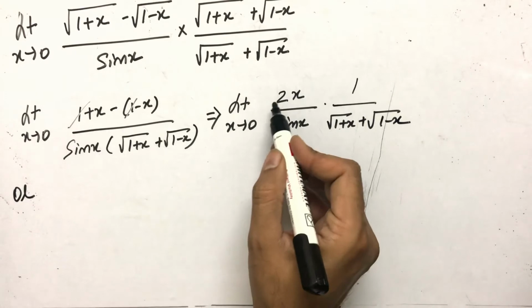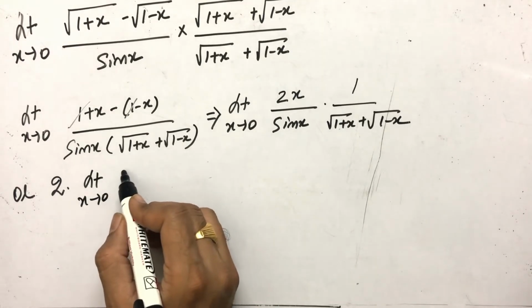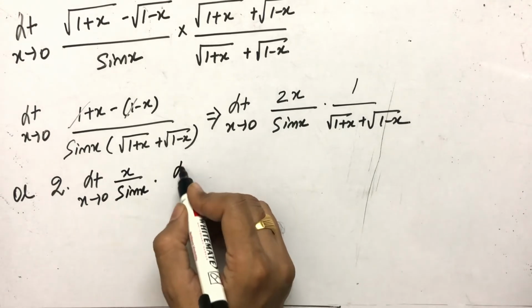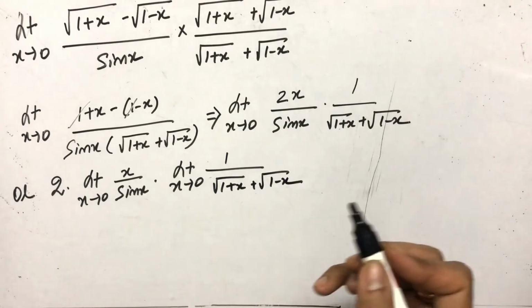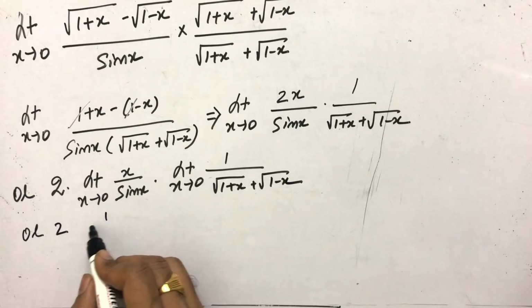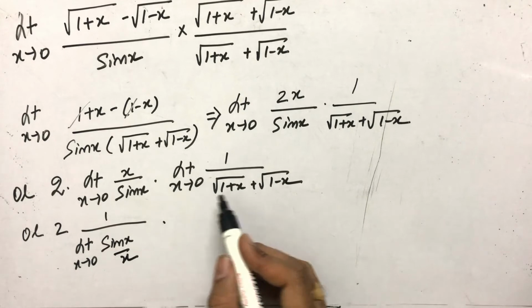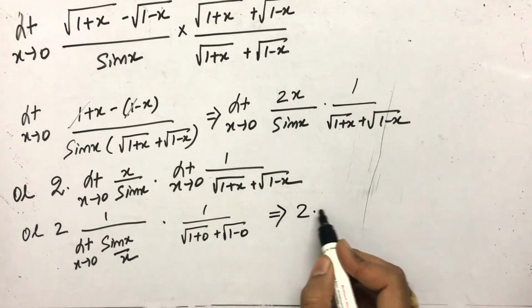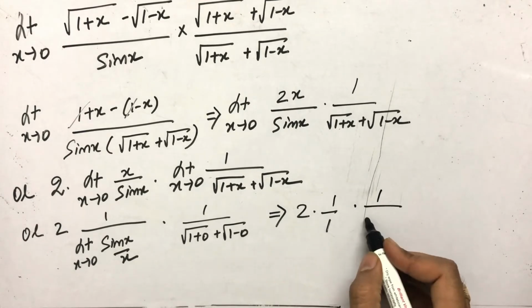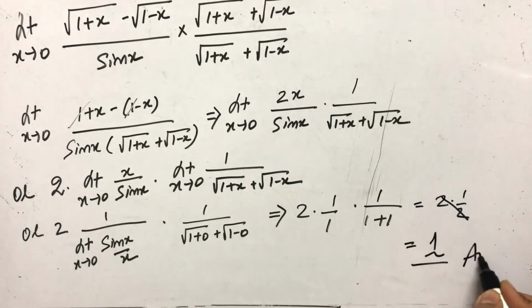Or further, 2 can be written outside of the limit. Limit x tends to 0. So this may be written as x upon sine x into limit x tends to 0 under root 1 plus x, 1 minus x. So as earlier, very easily we can write it as 1 upon limit x tends to 0 sine x upon x, and we put x as 0 here, under root 1 plus 0, 1 minus 0. So which further implies 2 into 1 upon 1 into 1 upon 1 plus 1. That is 2 into 1 by 2, and we are left with 1. Desired answer. So I hope you got all the steps.